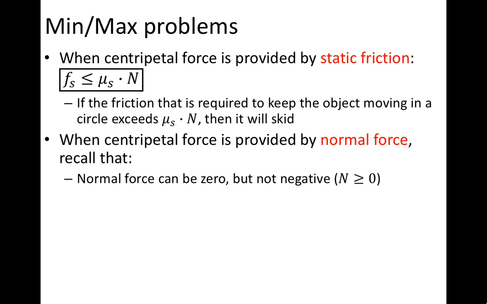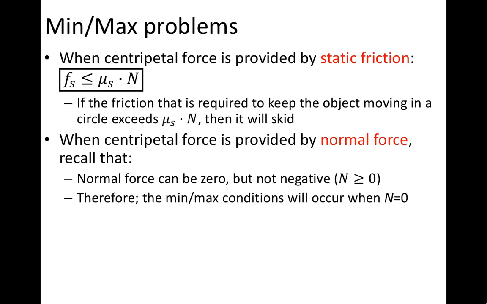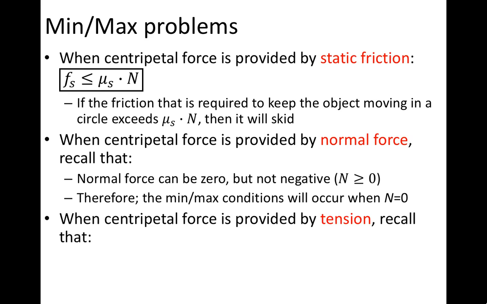You need to remember that the normal force is allowed to be zero, but it can't be negative. Normal forces can only push away from the surface, they can't pull. And therefore, the min or max condition is going to happen when the normal force drops to zero. If the normal force required is some negative value, then the object will no longer move in a circle.